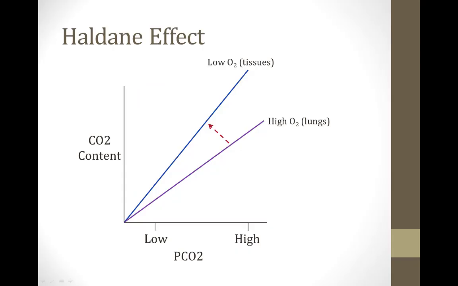So I've summarized the Haldane effect for you here in this picture. When we're in an environment like the lungs where there's a high amount of O2, we operate on this purple curve here. But when we go to an environment where there's low oxygen, like in the tissues, we shift to the blue curve over here. And the result of the Haldane effect is that we're able to bind more carbon dioxide in the tissues, and we're able to unload more carbon dioxide in the lungs.